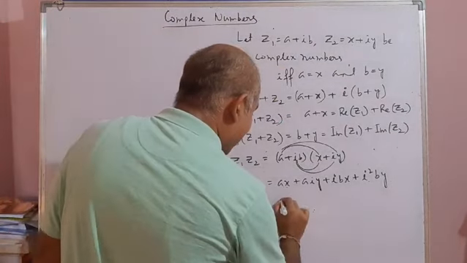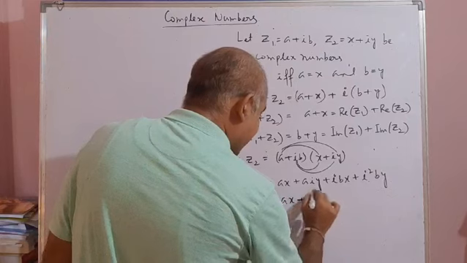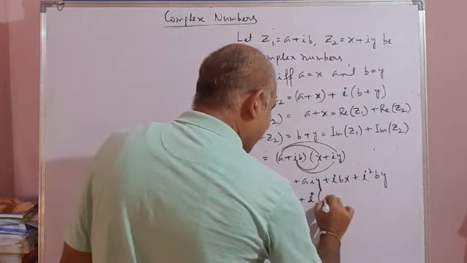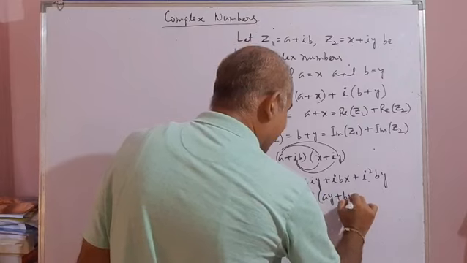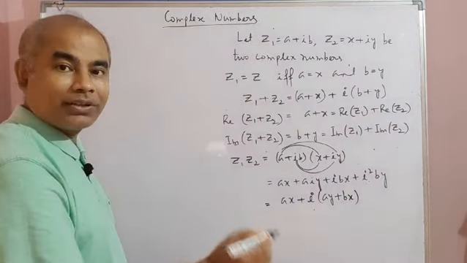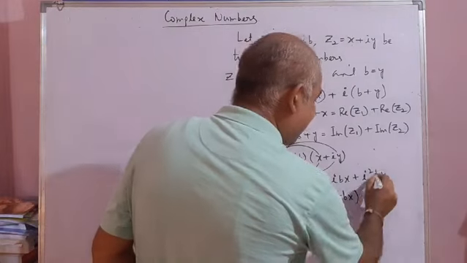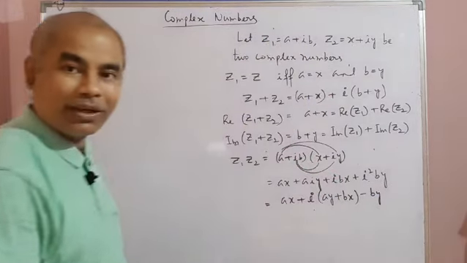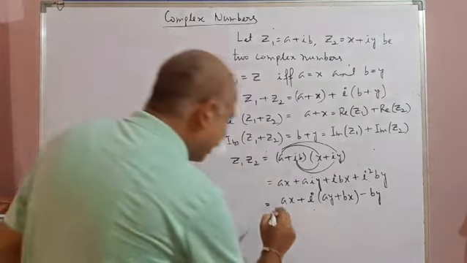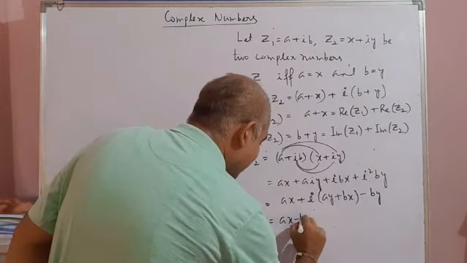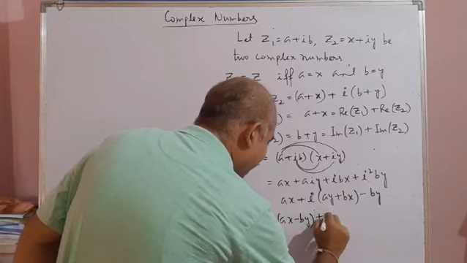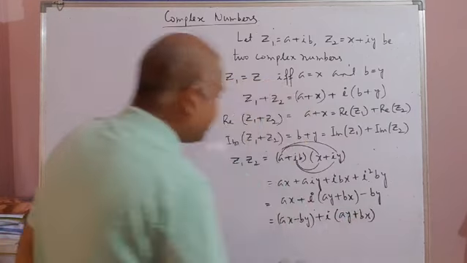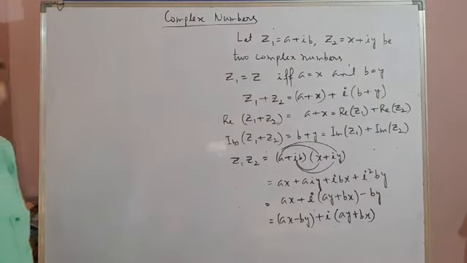Here, in AX, in these two terms we have seen that I is a common factor, so I can take I common. And secondly, as you know, I square means minus 1. So when you multiply minus 1 with plus BY, it becomes minus BY. So ultimately it is AX minus BY plus I into AY plus BX. In this way, we will multiply two complex numbers.